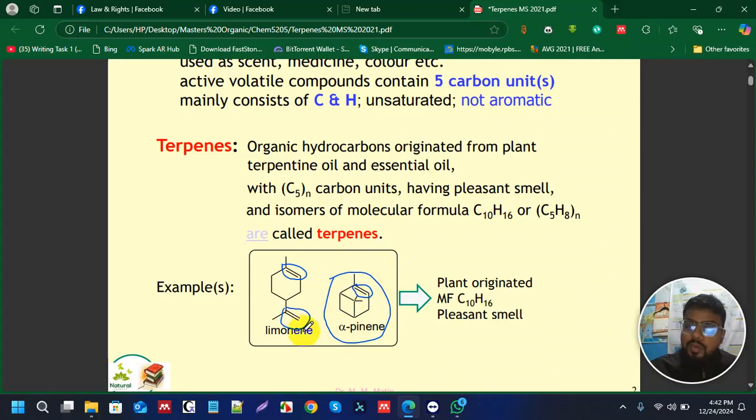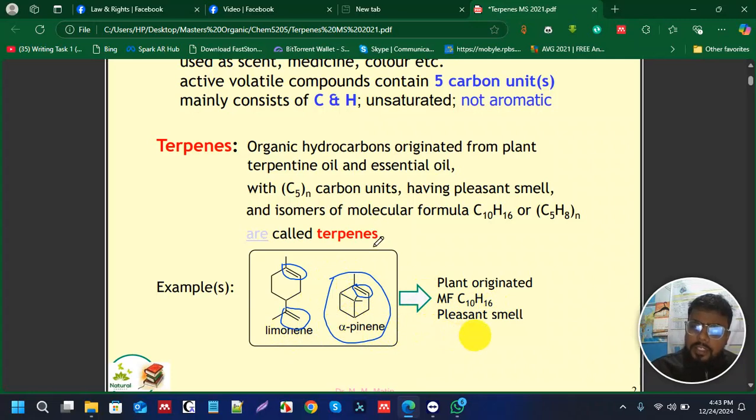That's why we can say that limonene and alpha pinene are examples of terpenes. These two compounds originate from plants. Alpha pinene can be extracted from the pine tree. Limonene is also extracted from plants. It's a plant-originated terpene. And the molecular formula of these two compounds is C10H16. That's how limonene and alpha pinene are examples of terpenes.